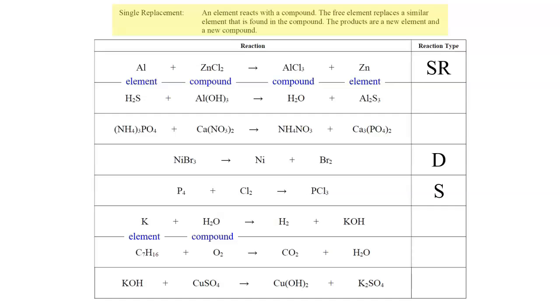And on the other side of the equation, the products are hydrogen, which is an element, and KOH, or potassium hydroxide, that's a compound. So with one element and one compound on each side of the equation, this would also be classified with the symbol Sr for single replacement. Okay, we've talked about synthesis, we've talked about decomposition, and single replacement.